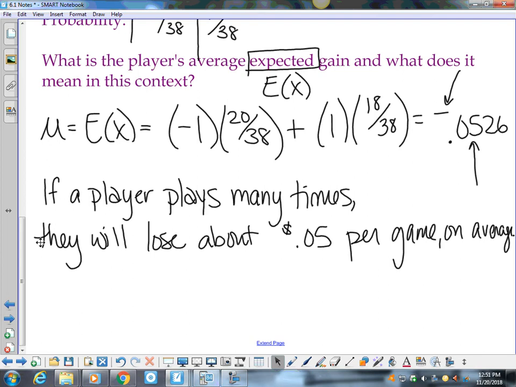In no way, shape, or form am I ever going to lose a nickel in a game. That's not what this is saying. This is saying on average, this is about where it should even out. You should walk away a loser. Not a drastic loser, but a loser. What are the important parts of this sentence that I'm going to be looking for when I grade your test? Many times. Got to happen many times. On average. The word lose if it's negative. About. These are all really, really key words. Focus on those when you're doing your homework.